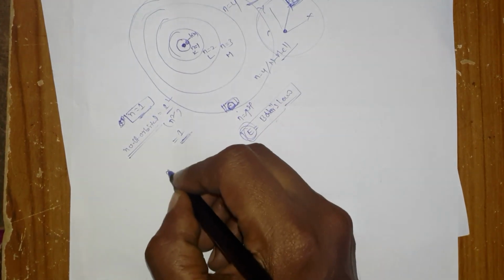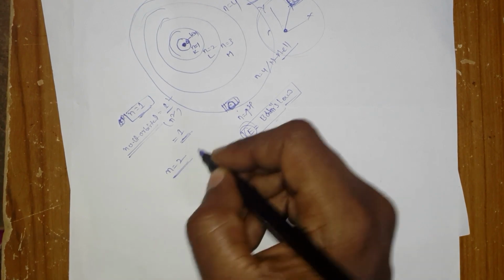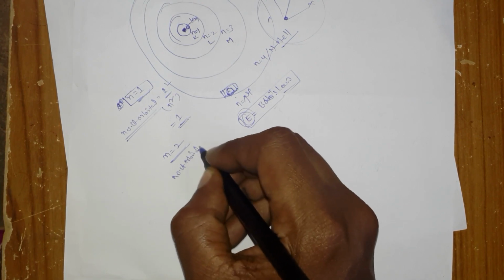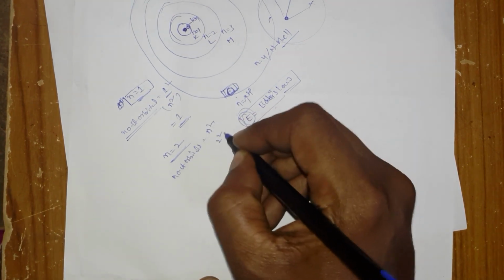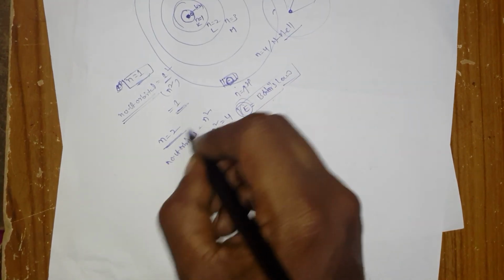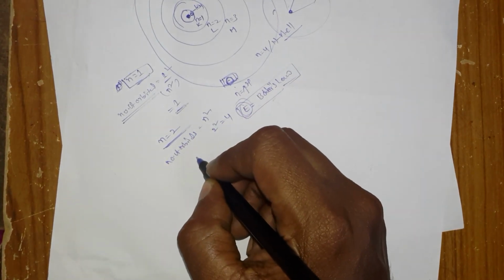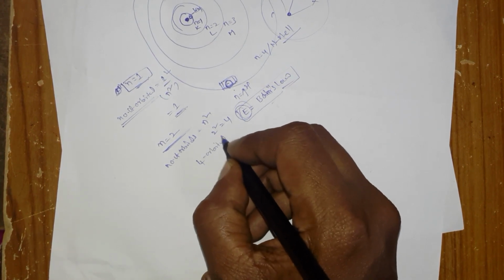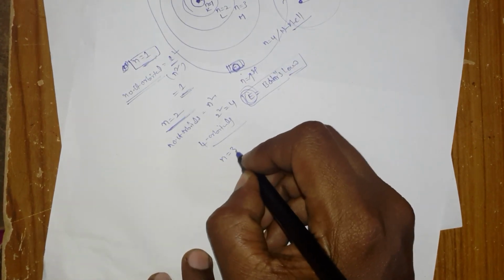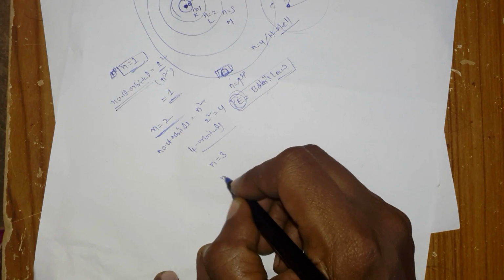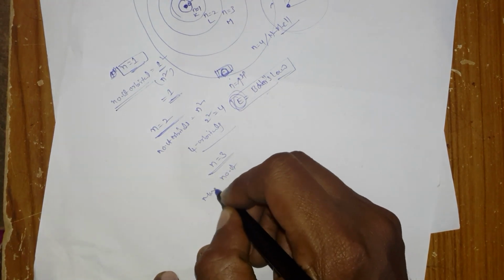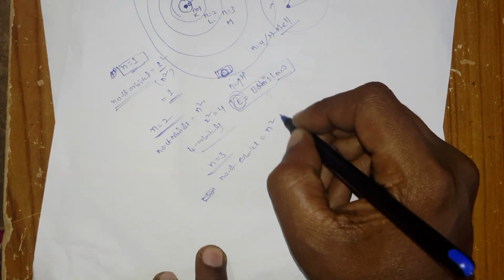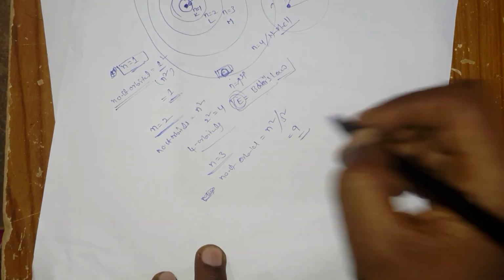If n is equal to 2, in the second shell, how many possible orbitals? That is equal to n square, that is 2 square, that means 4. So in n is equal to 2, 4 orbitals can be present. Now come to n is equal to 3 in the third shell. The maximum number of orbitals is n square, that means 3 square, that is 9 orbitals can be present.